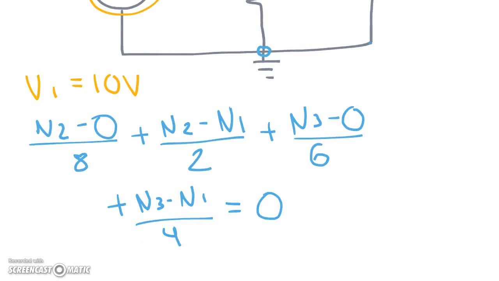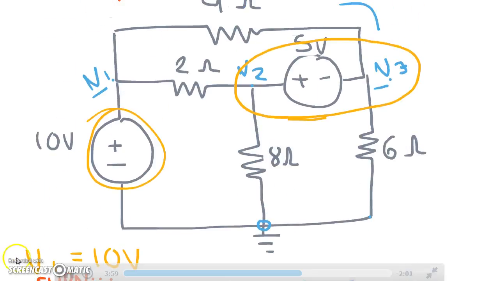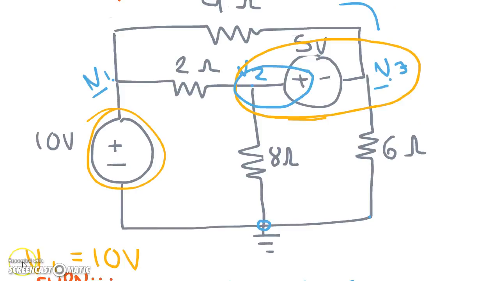So now we have one equation of the supernode. We need the other one. In order to get the other one, remember, it will always be like this: the node on the positive side minus the node on the negative side equals everything that is in there. It could be a dependent source or anything, but it will always be positive minus negative equals the number of the voltage.